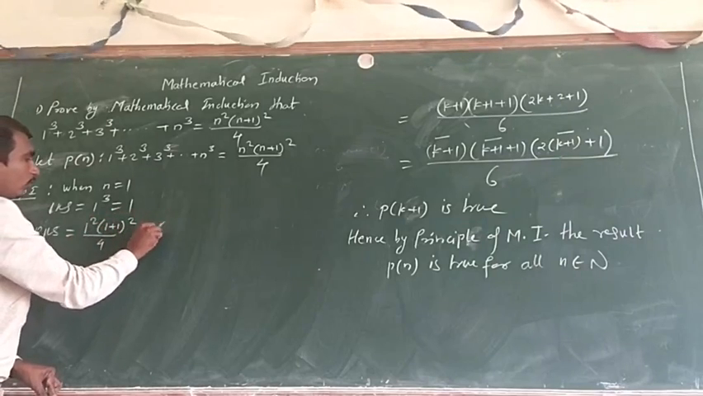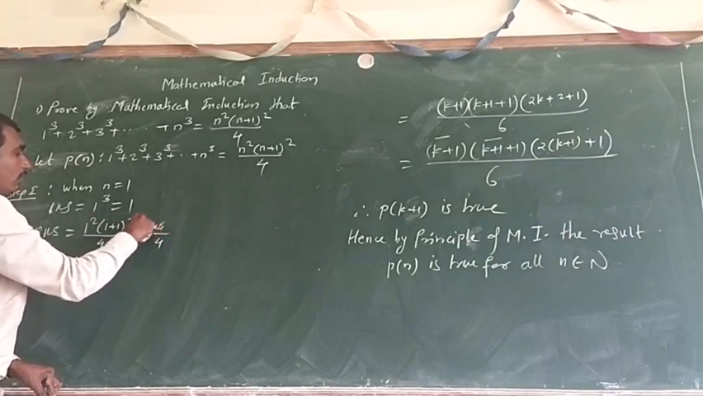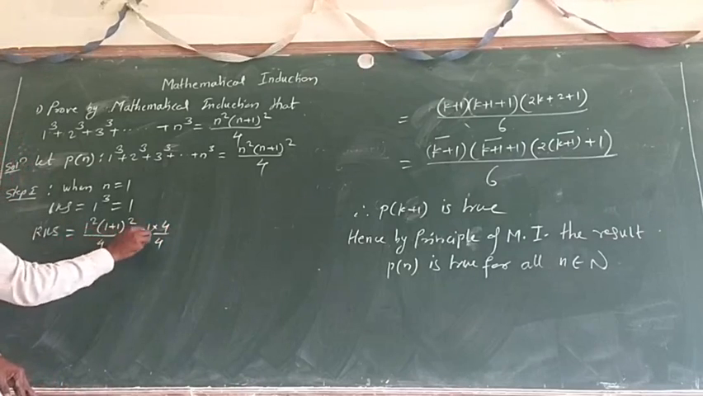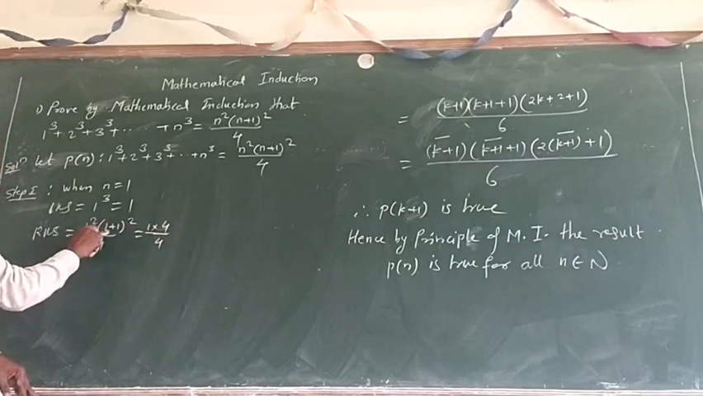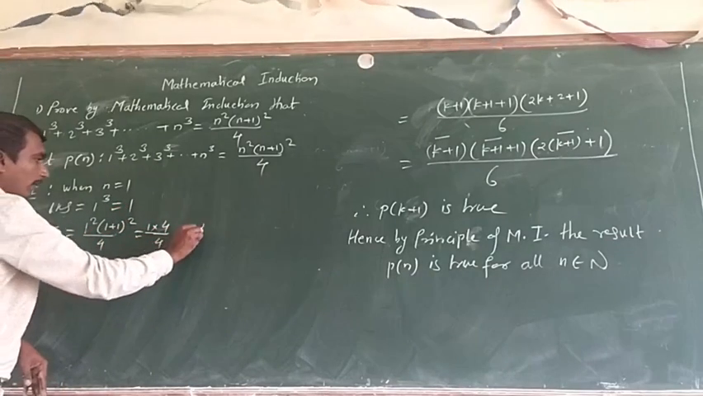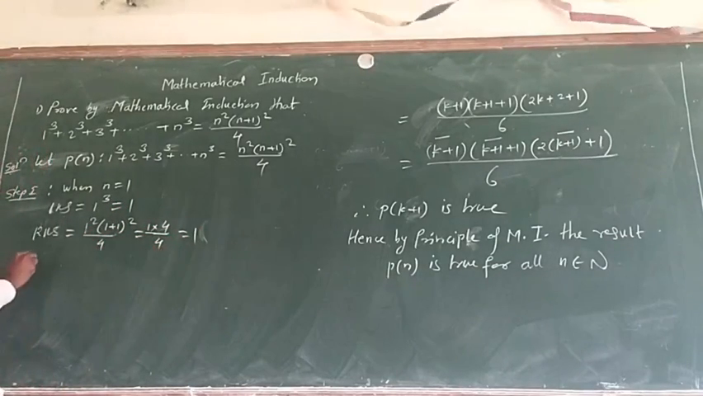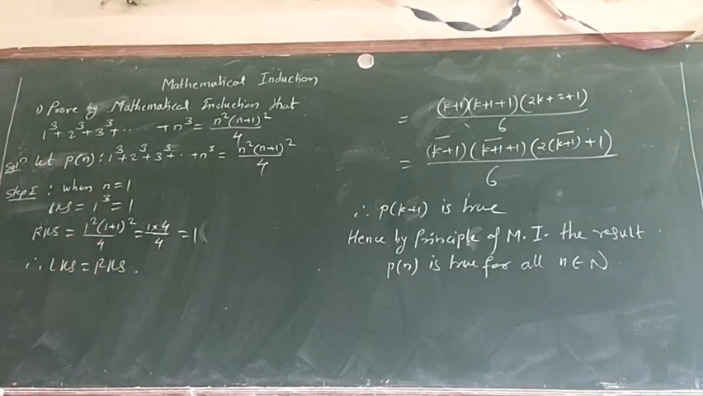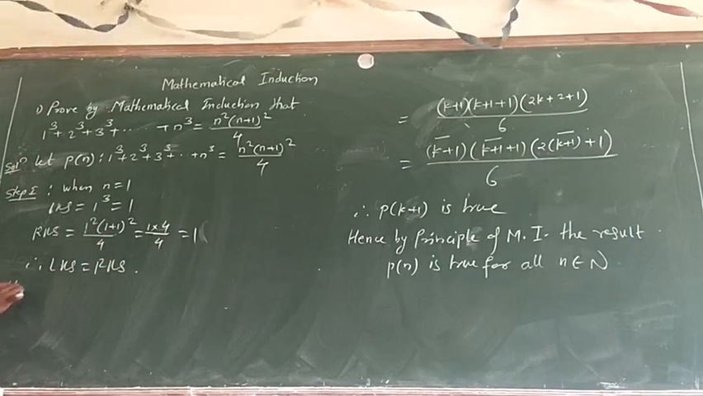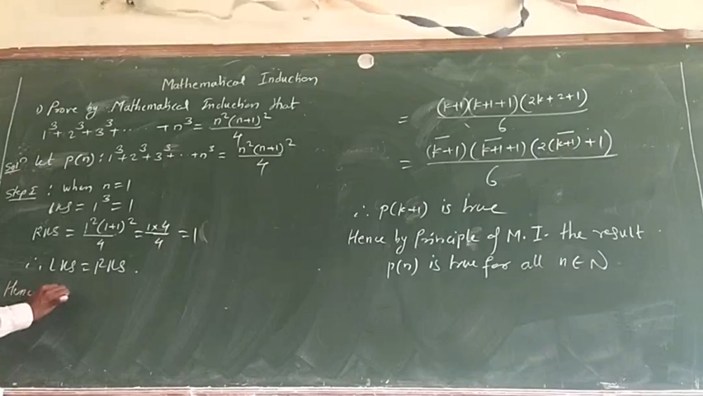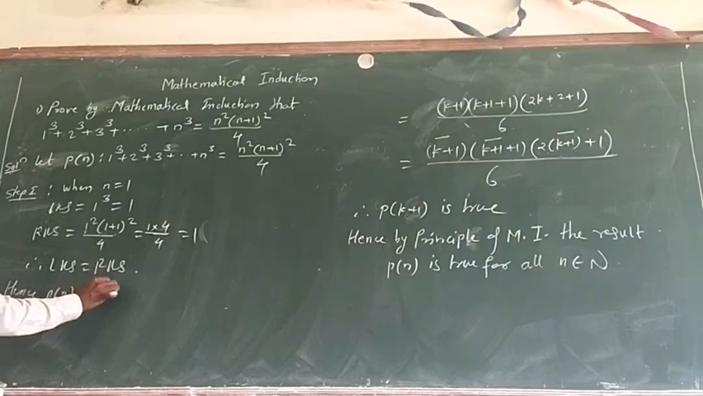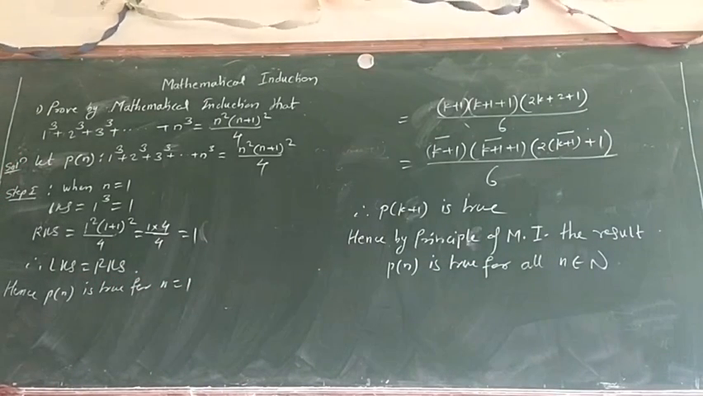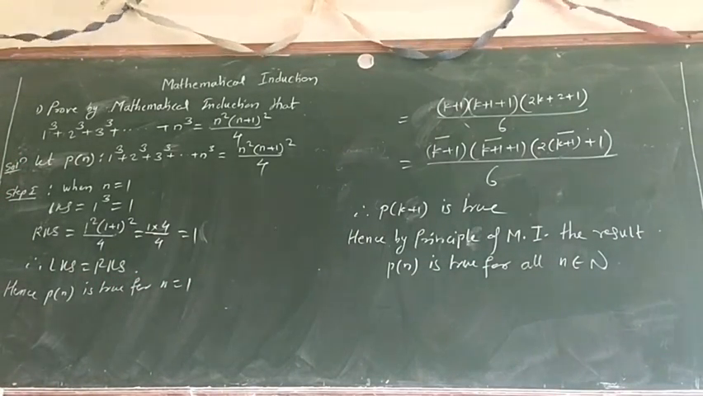1 square is 1. 1 plus 1 is 2, 2 square is 4, so that is 1 into 4 by 4. 4 by 4 is 1. So therefore here LHS is equal to RHS. Hence P of n is true for n equal to 1. We conclude that the result is true for n equal to 1.